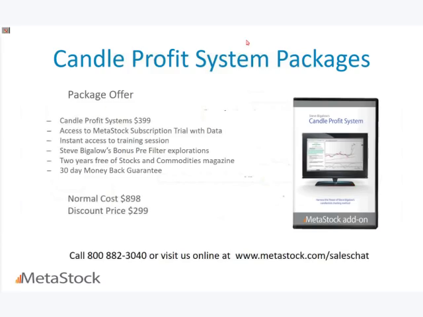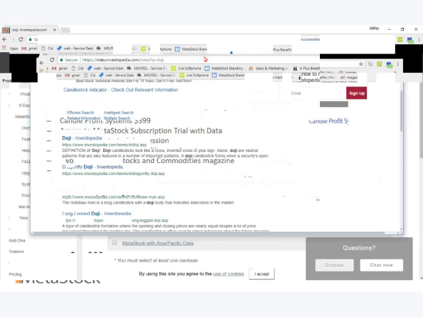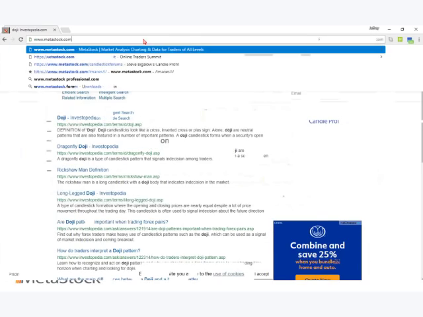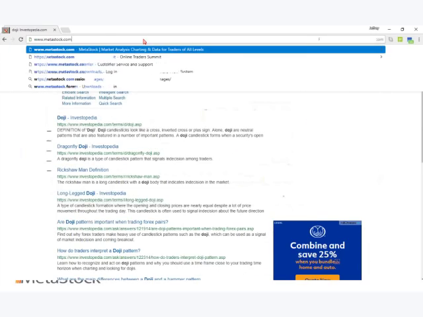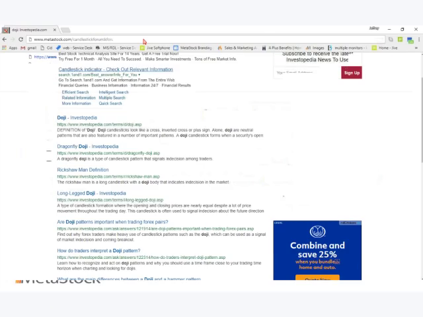So I'm going to go ahead and type into my browser right here because I've got a few of them open now. If I go to metastock.com/candlestick forum A. Okay, boom. You can click on the link. I probably should have done that.